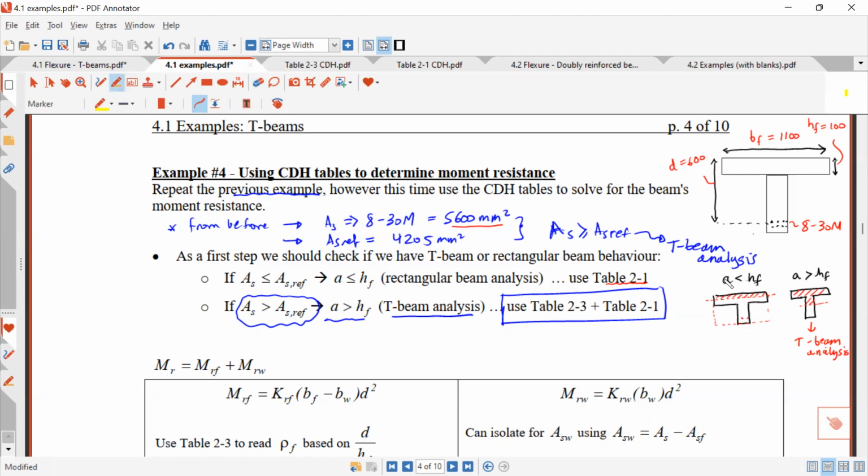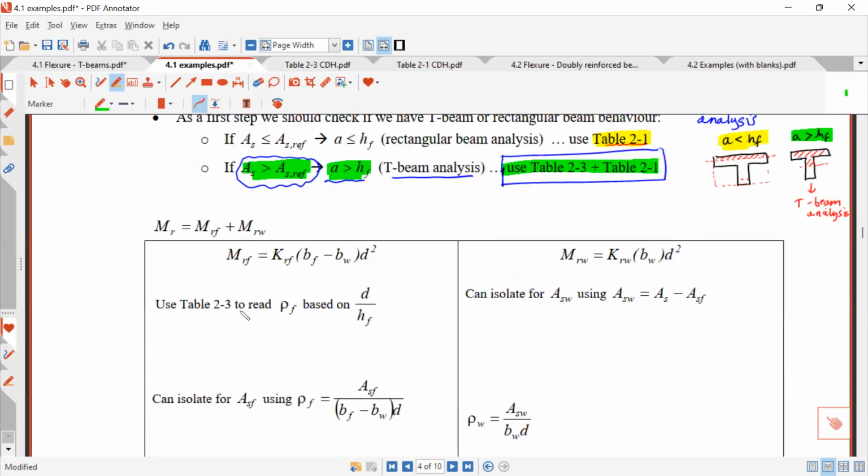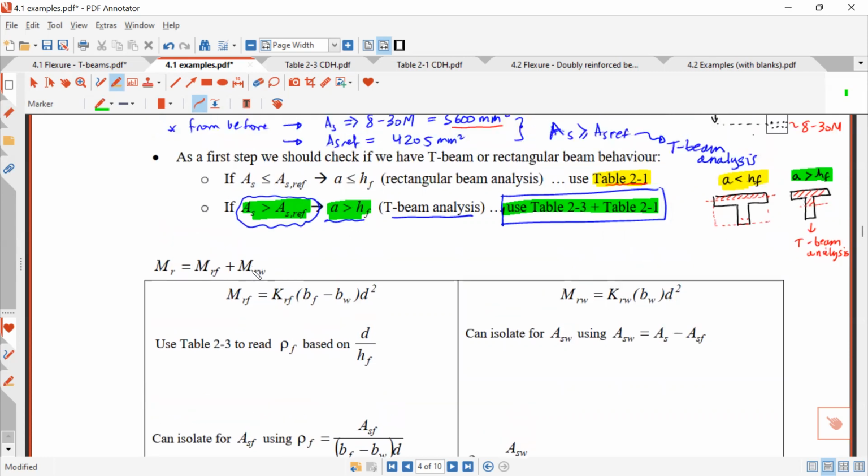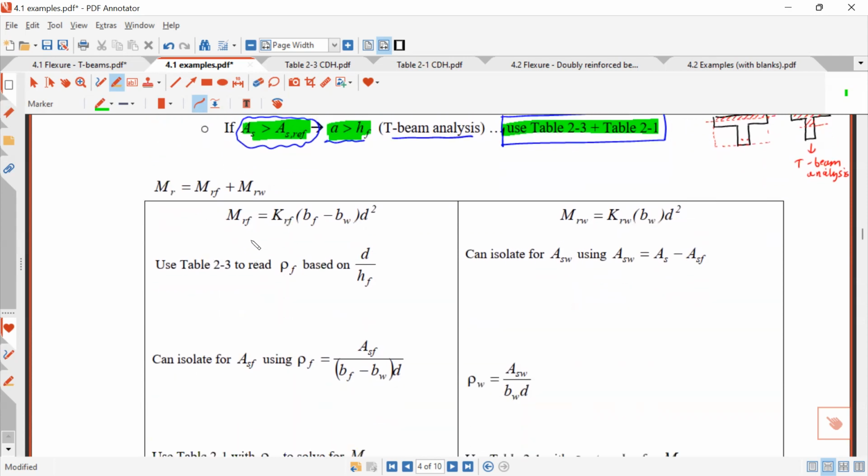So in this first case, when A is smaller than HF, you just use table 2.1 as usual, and there's nothing that's new. When you're in this second case, when AS is larger than AS reference, A is larger than HF, then you need to use this procedure I'm going to show you now, where you need to use the combination of table 2.3 and table 2.1. Okay, and when we do this moment resistance, we're going to split it up into two parts. One part that comes from the flange, and another part that's going to come from the web. Okay, and we have these two equations that we're going to apply for the flange part and for the web part.